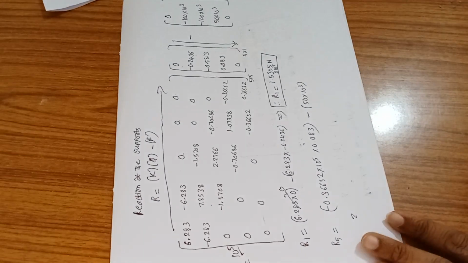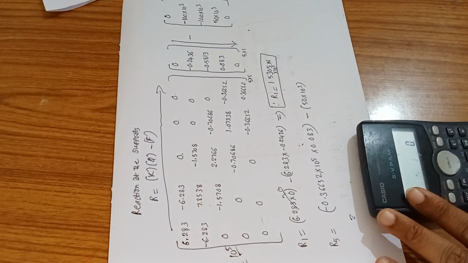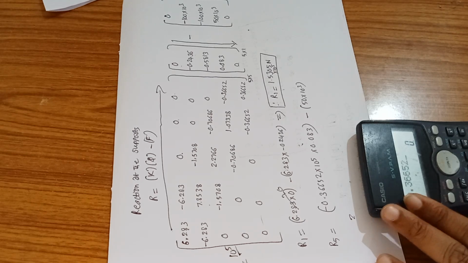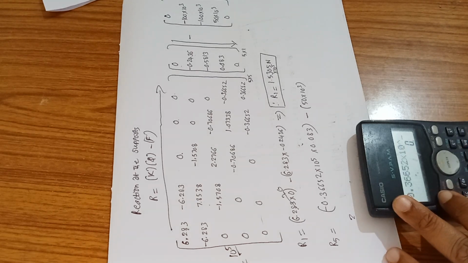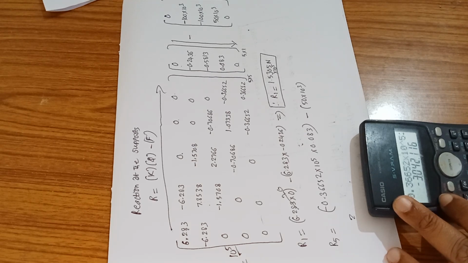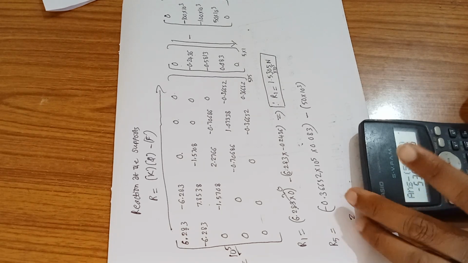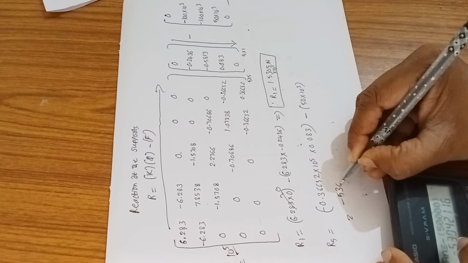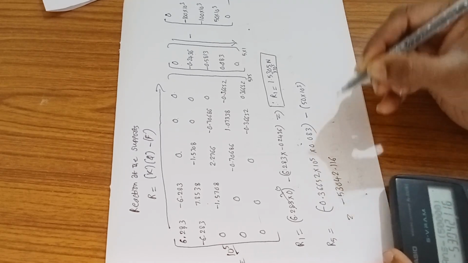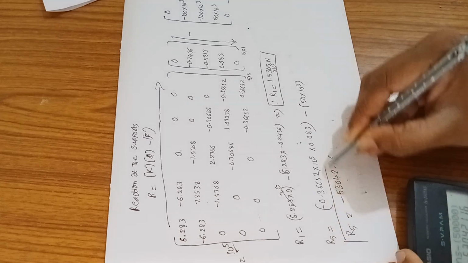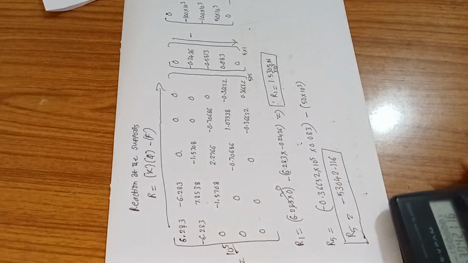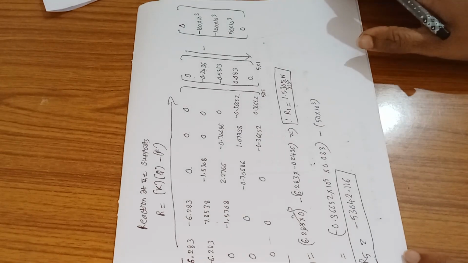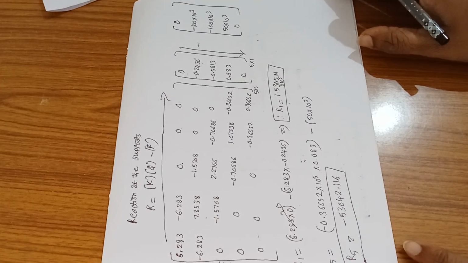So 0.36652 multiplied by 10 raised to 5, multiplied by 0.083. The answer is found to be minus 3042.116, minus, let me put 15 into 10 to the power of 3. So the answer is found to be minus 5342.116. That is nothing but R5. So we have found out R1 and R5, and we also found out the stresses in each element. We have found out all the nodal displacements. I hope you have understood this problem. Thank you.